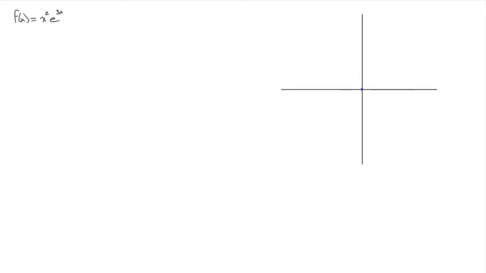We'll take this function, set it equal to 0, and solve. And when we do that, we get that either x squared is 0, in which case x is 0, or e to the 3x is equal to 0, which never happens. E to any power is always positive. And so the only x-intercept is the point that's also the y-intercept, 0, 0.